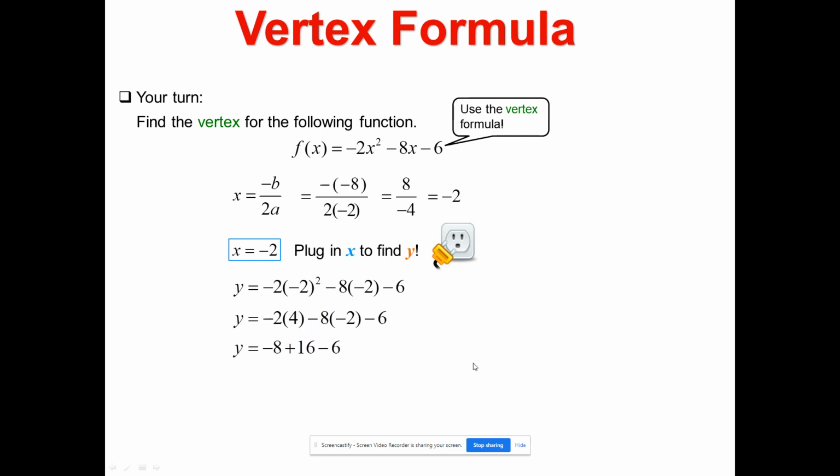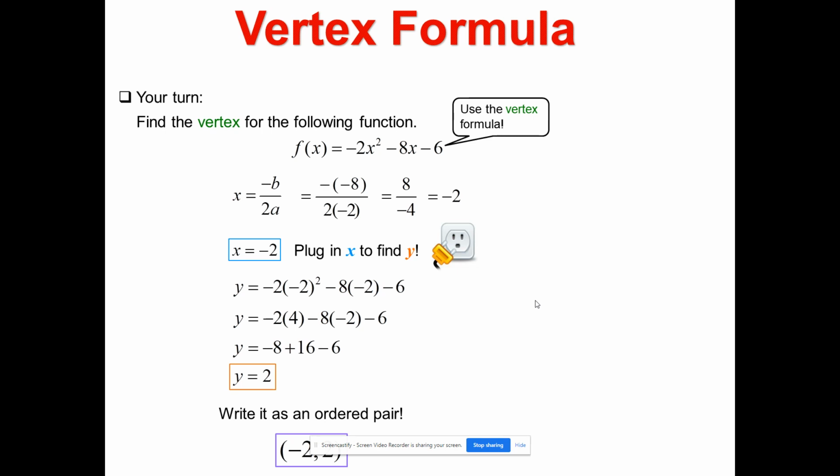And then I just add from left to right. So negative 8 plus 16 is positive 8. 8 minus 6 is 2. So now I have an x and a y. I can write it as an ordered pair. And as an ordered pair, it is negative 2 comma 2. Okay, so that is my vertex.